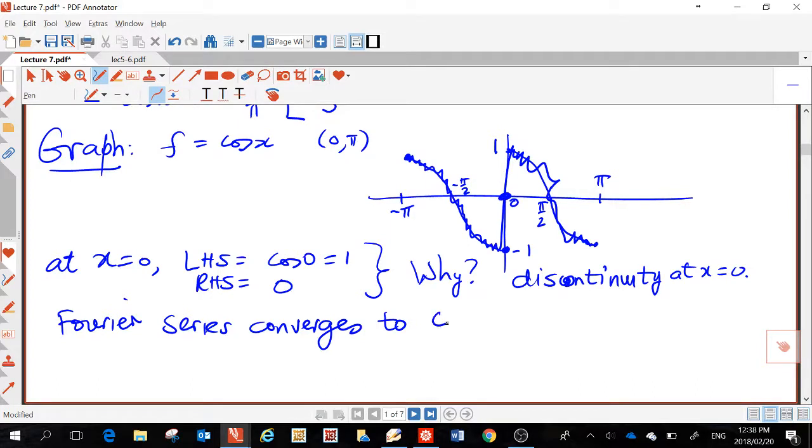Converges to 0, which is the average at the jump. This always happens. This is Dirichlet's theorem. Fourier series converges to the average value at the jump discontinuity. In other words, the midpoint. All right, so that resolves that problem. You can't do 0 in the problem because it's not used.